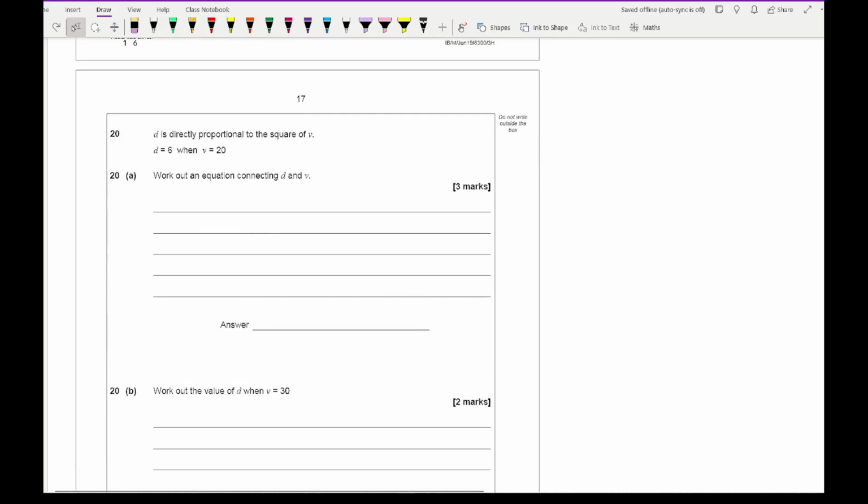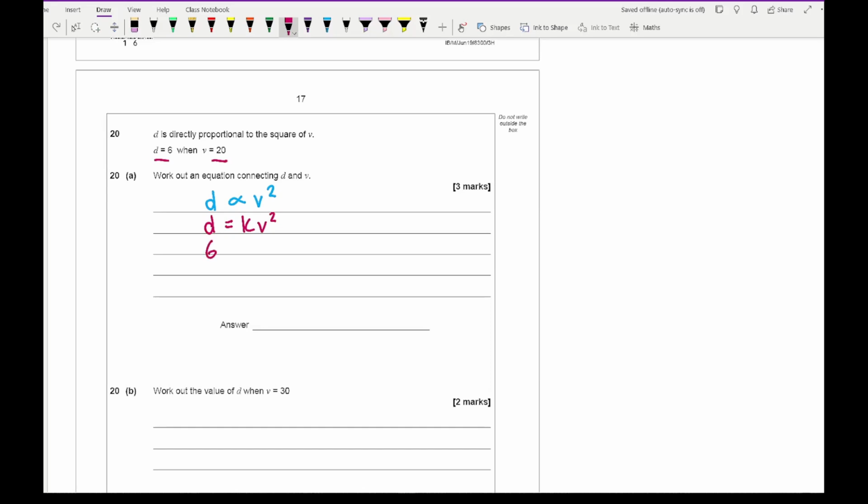So question 20 says that d is directly proportional to the square root of v when d equals 6, when v equals 20. So the question is asking us to work out the equation connecting d to v. Now for this, what we need to do is recognise and rewrite the first sentence using mathematical notation. So d is directly proportional to the square of v. Then what we then do is replace the proportional symbol with equals k. And then what we then need to do is substitute these numbers in to work out what k is.